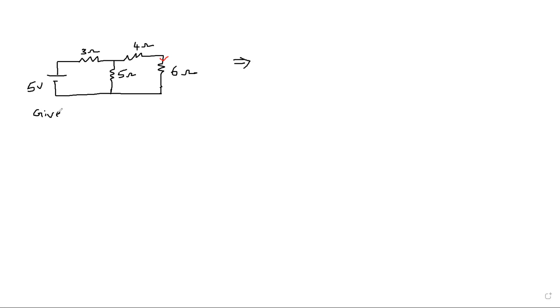Given data. What are they given? RL is equal to 6 ohms. Very good. RL equal to 6 ohms resistor. And then immediately we need to draw the equivalent circuit of Thevenin's theorem. So the equivalent circuit, what components will it consist of?